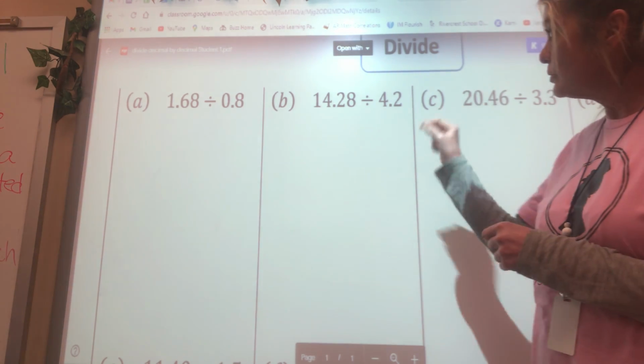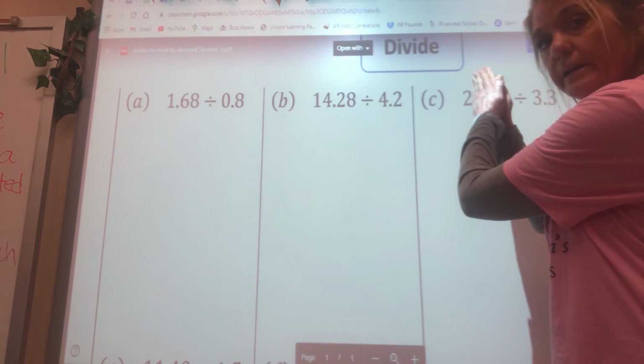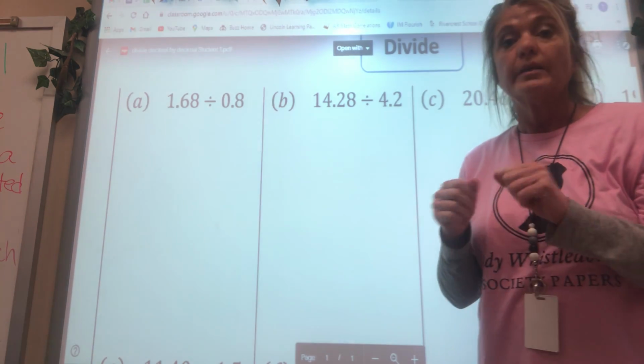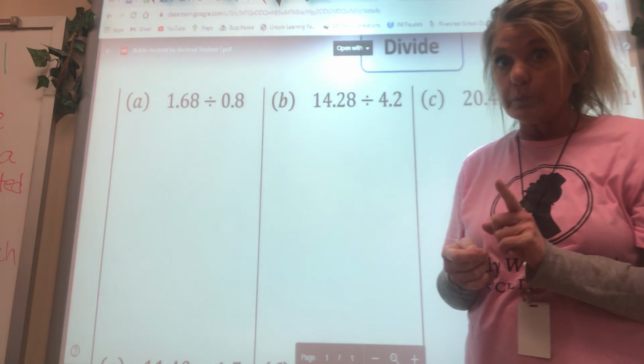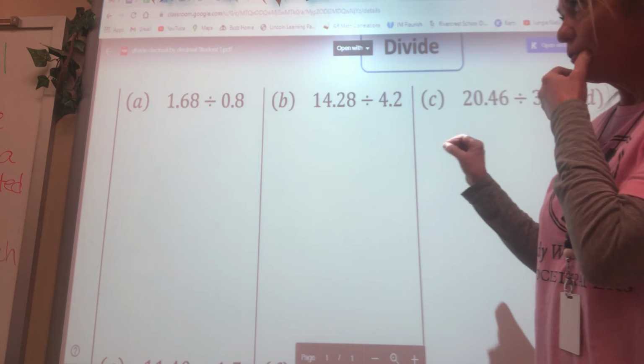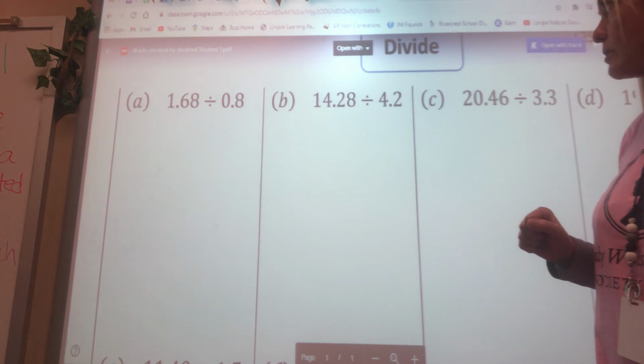Don't forget, as soon as you move that decimal in the dividend, go straight up on top of your box and put it where it would be in your quotient. That way you don't forget later that you moved it by a multiple of 10. So just go ahead, as soon as you move it over in that dividend, go straight up, put it on top of your division house.